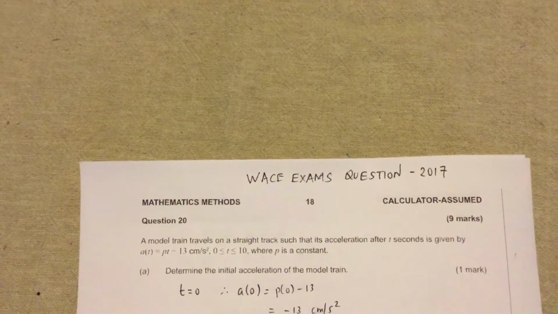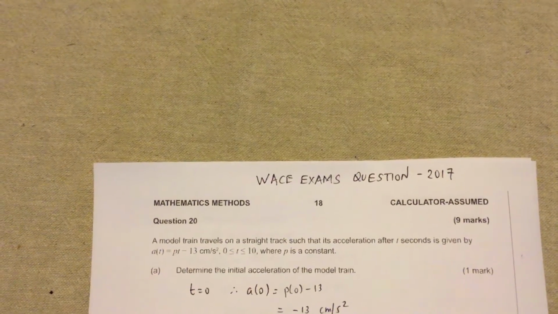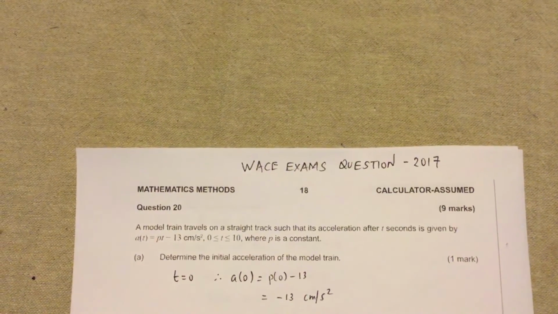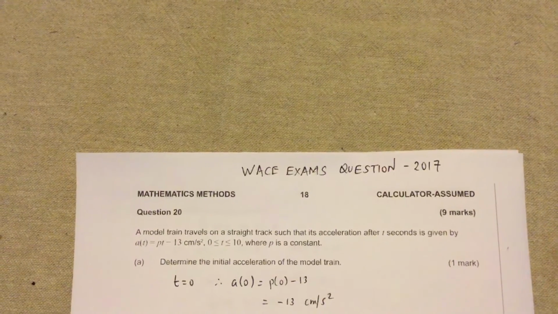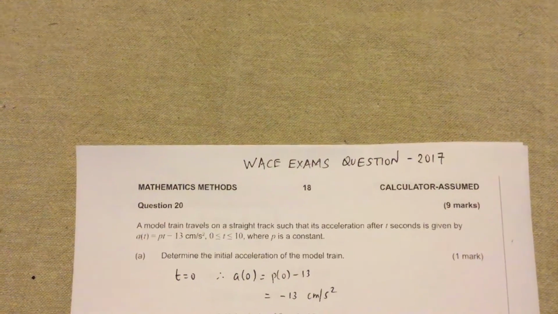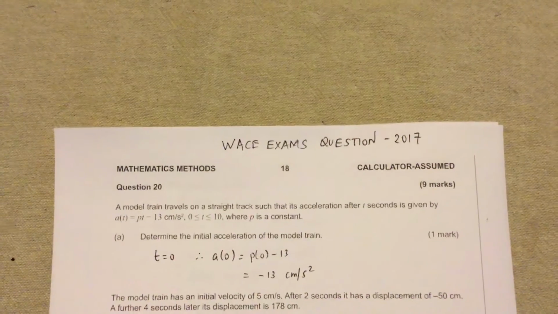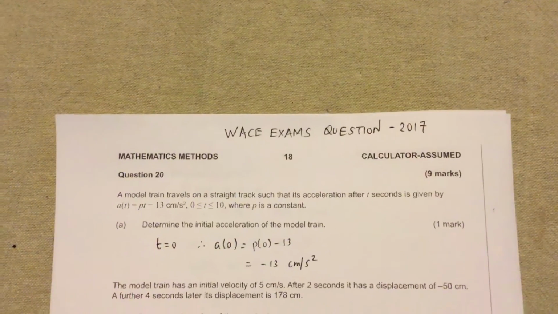Now we've seen this before. To find the initial acceleration, that is, the time is 0. So we just have to substitute t by 0 in the given equation. So p times 0 is 0. 0 take 13 is negative 13 centimeters per second squared. So that's quite an easy question. That's why it's worth only 1 mark.